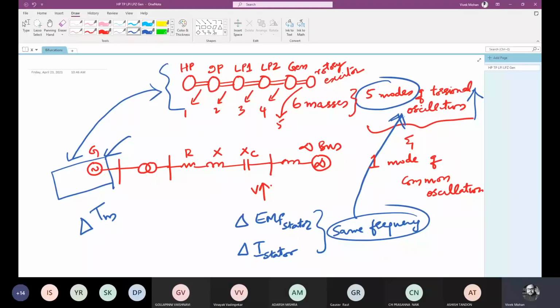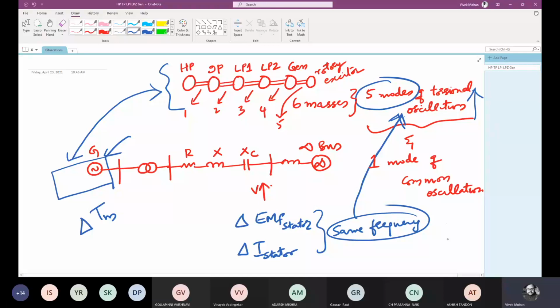Or rather, the electrical torques or the disturbance torques generated on the electrical side, the network side, may interact with the mechanical torques in the generator in such a way that the torsional oscillations grow in amplitude and go unstable.